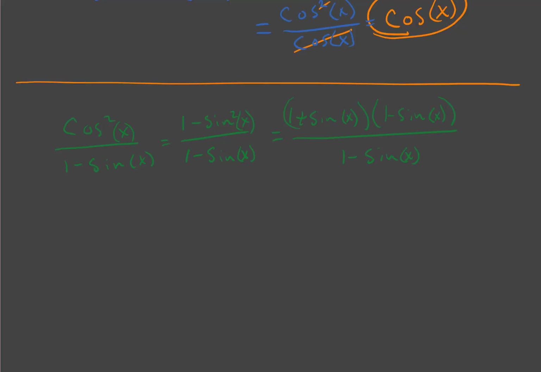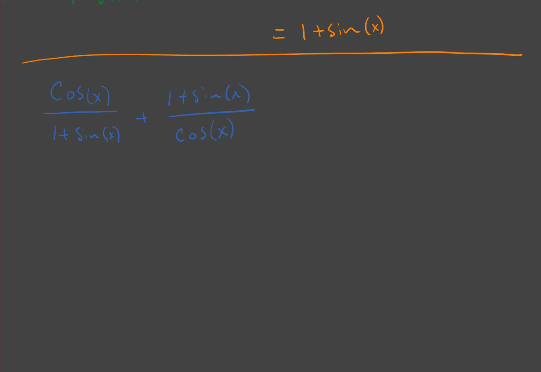And now all of a sudden, I have something that I can cancel, and I'm left with 1 plus sine of x. These are like puzzles. You're going to have to be creative. You may have some trouble recognizing when you're done at times. Okay, example number 3. This one is going to take some work.